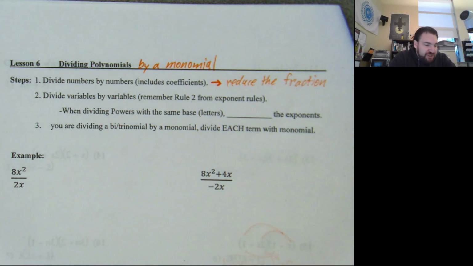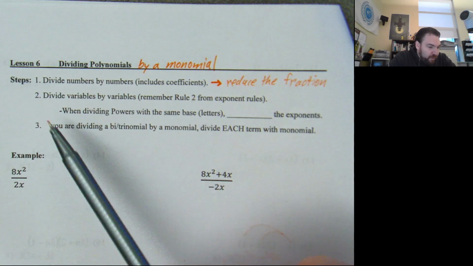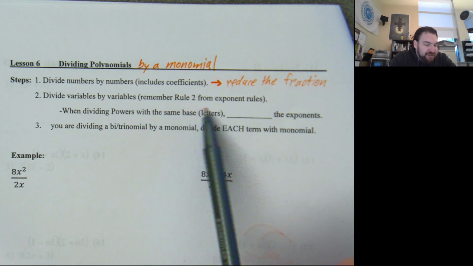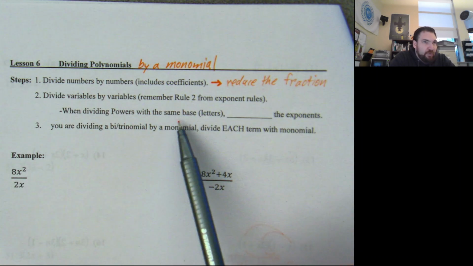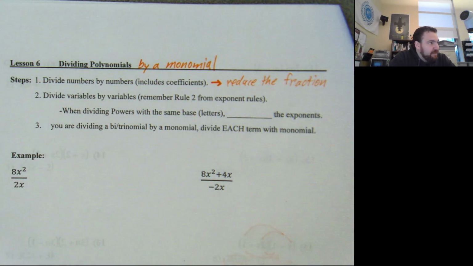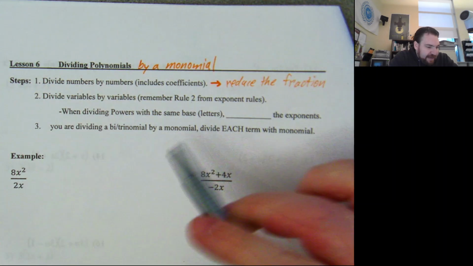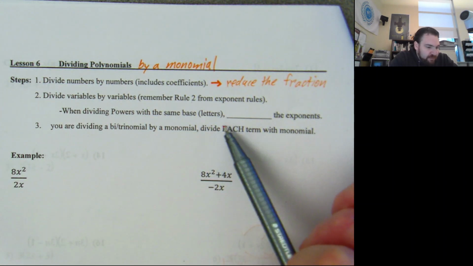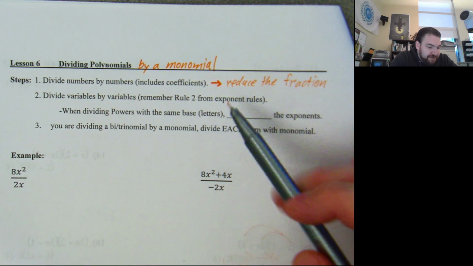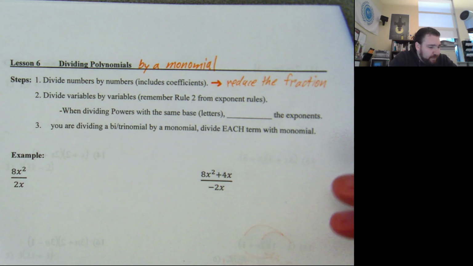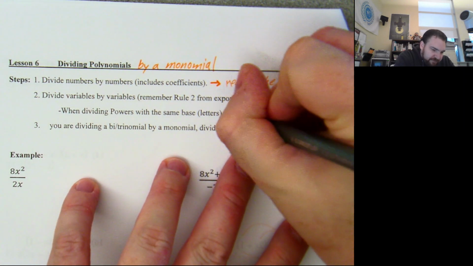Sometimes that's what the division actually looks like. We want to divide variables by variables. So it's looking at exponent rules and remembering that second rule. What happens when you have the same variable and you're dividing them? When dividing powers with the same base, in the case of, we're going to use variables for this, so what do we do with the exponents? We want to subtract the exponents, you bet.